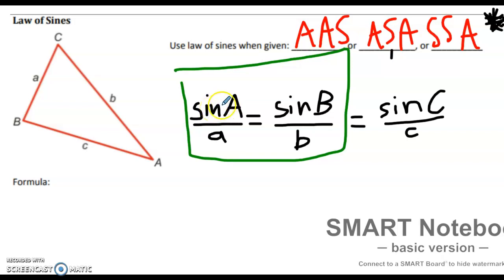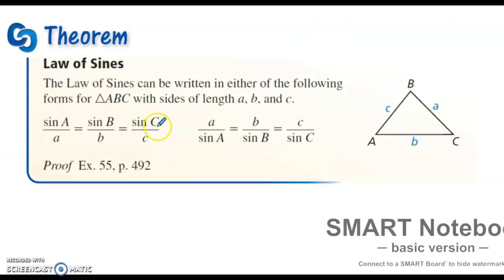So if you have a problem where you know angle A, angle B, and side A, you could find side B or any of the other combinations. So that's pretty simple. You just look at what you know and see if you have enough information to write a sine ratio. Okay, so here is the law of sines.